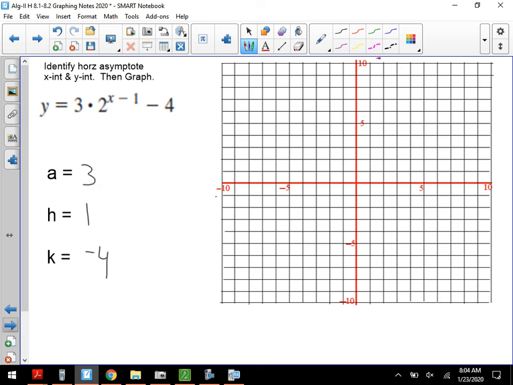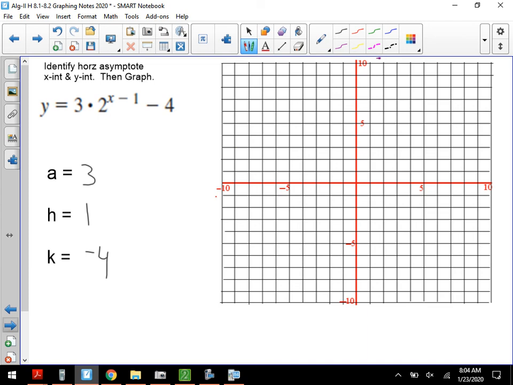Now, what happens here is that your h value is always opposite of what you think. And that doesn't change. The k value, like we saw before, when it's tacked on the end there, it is whatever it is. So we kind of do the same thing. Pick out our values, and then we're going to move them.